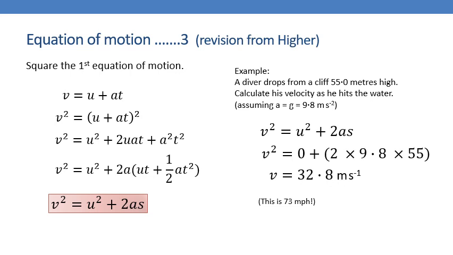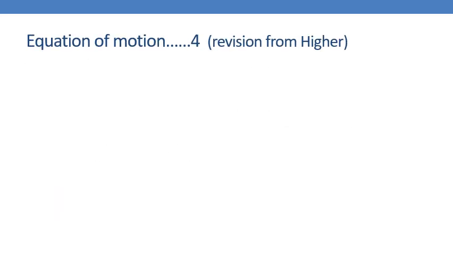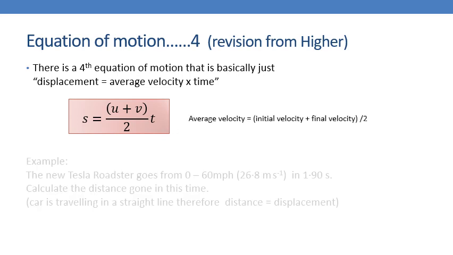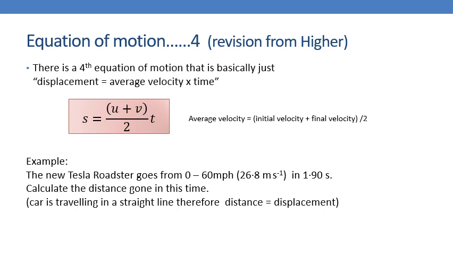that uses this relationship. There is another equation that you can use. Because displacement is the average velocity times the time, s can be u plus v divided by 2 times t. And here's an example calculation of working out the distance in this way.